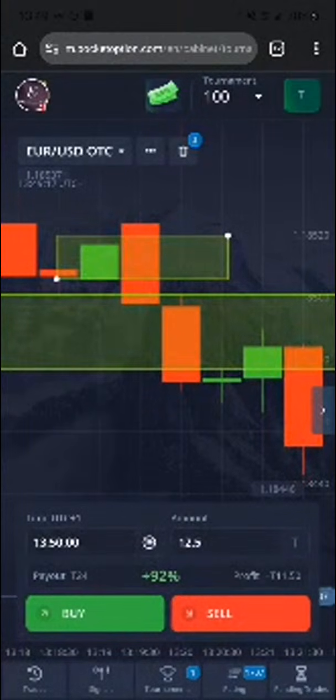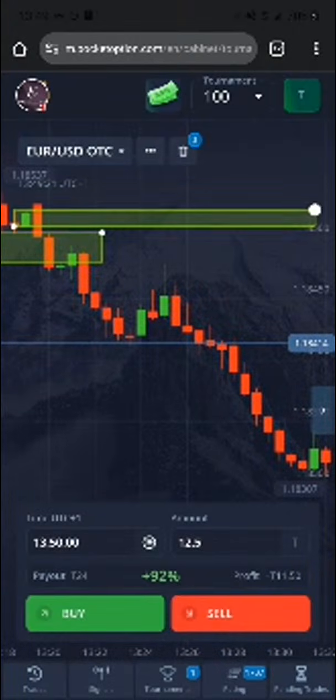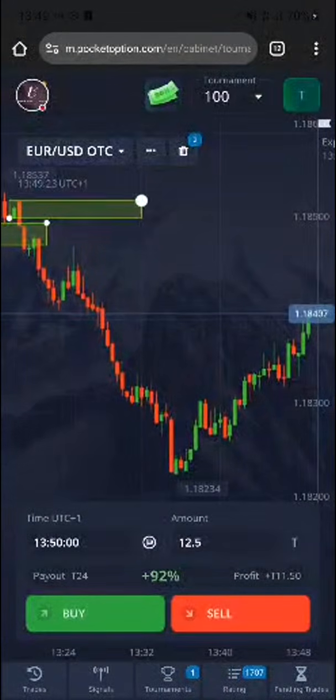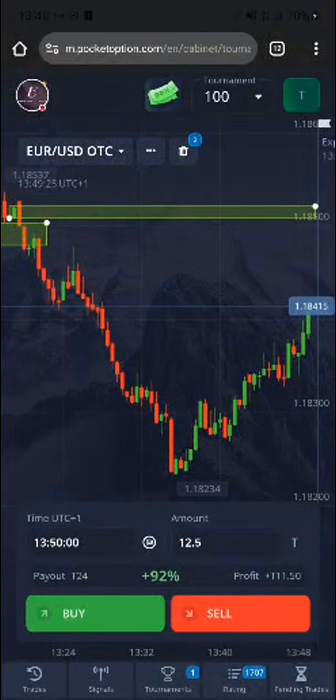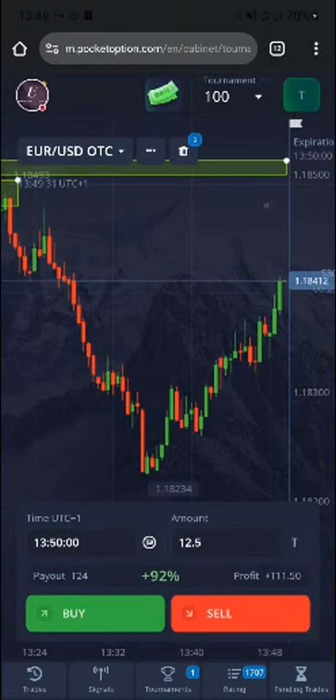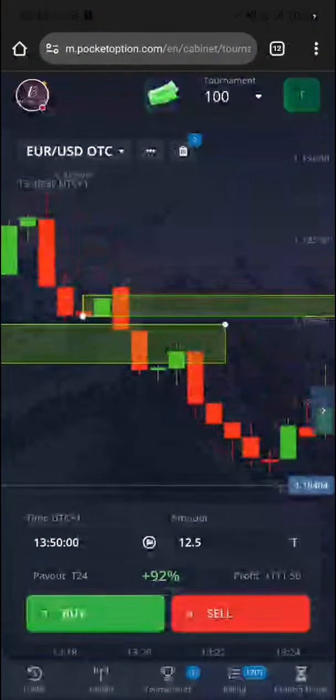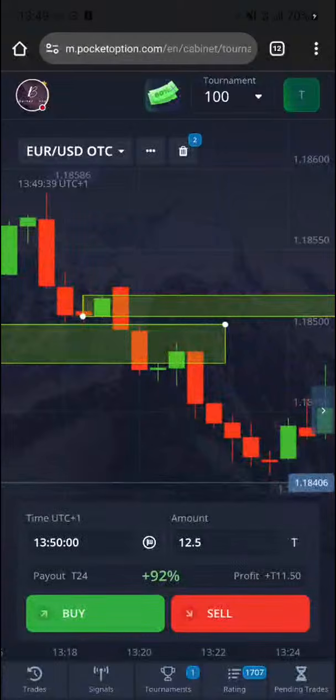We found the entry. This is the entry area. So what we'll do is extend this area. Look at this. I will extend it all the way so that if price comes back up, immediately price comes back to this area, we will take a trade with the sellers, and price will enter this place and pull back and give us a winning trade. It's as simple as that. So if you want to see it happen, just stick around.